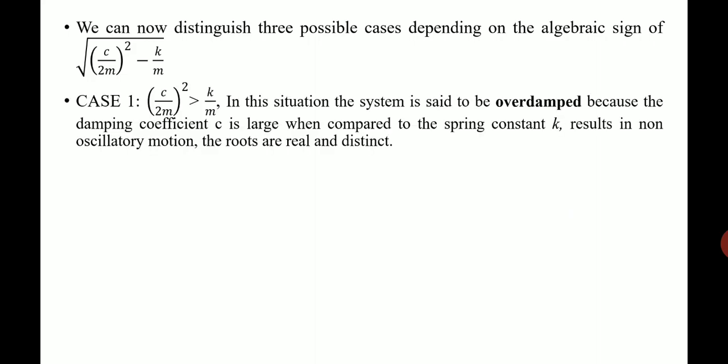The first condition is case 1, where (c by 2m) the whole square is greater than k by m. So inside the root there will be a positive value. This condition is called the overdamped system condition. Overdamped means the damping is more. As you can see, the first term c by 2m involves the damping coefficient c, and on the right side it is the stiffness.